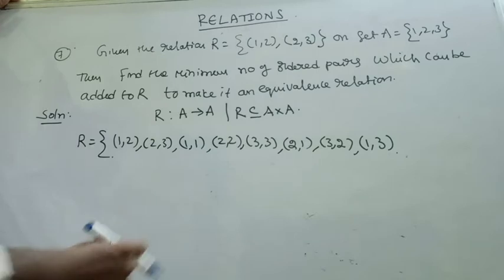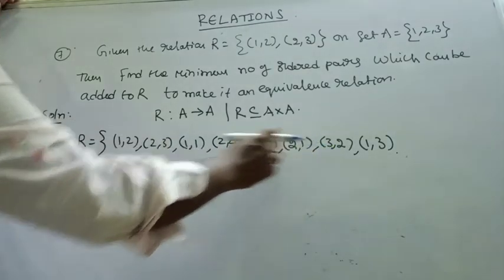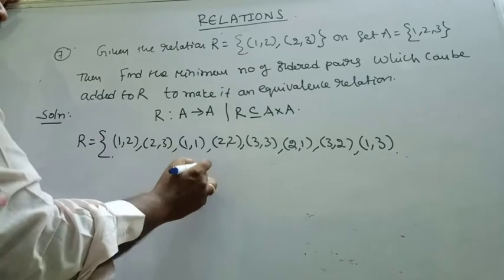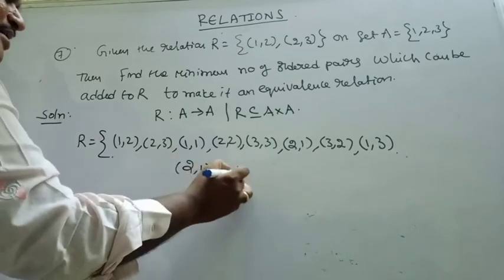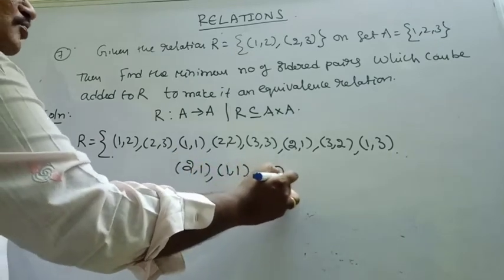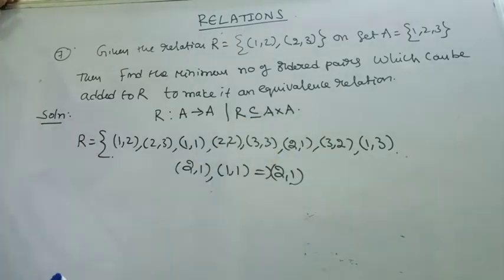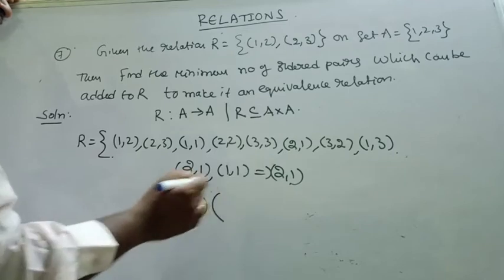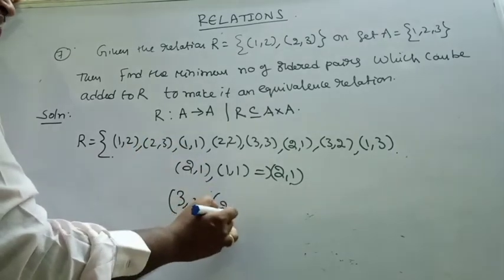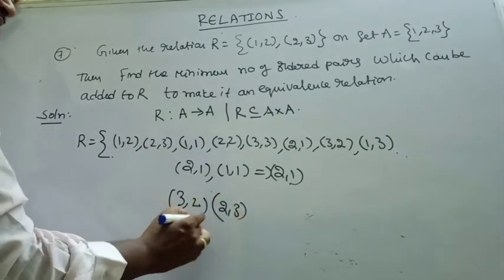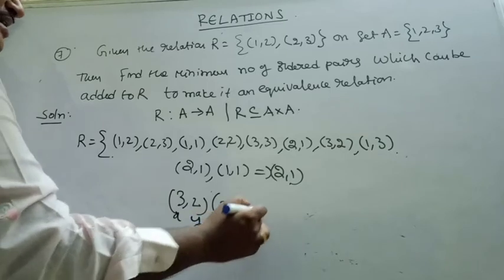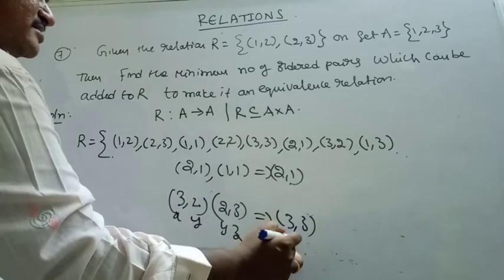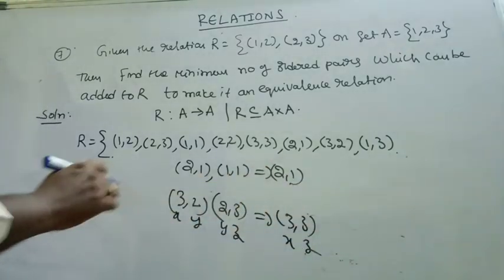Next, like that we have to check. (2,1) is there, (1,1) is there, then (2,1) is there, no problem. Next (3,2) is there, and (2,3) is there. x related to y, y related to z, then x related to z, that means (3,3) is there, like this. Therefore, it is there like that.